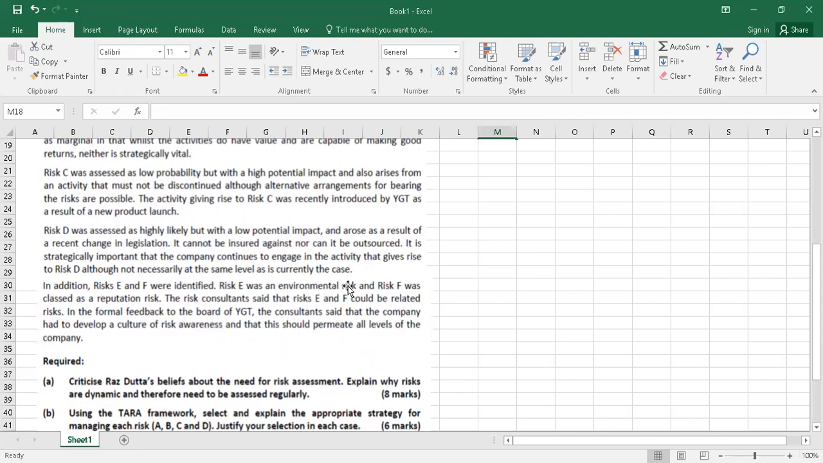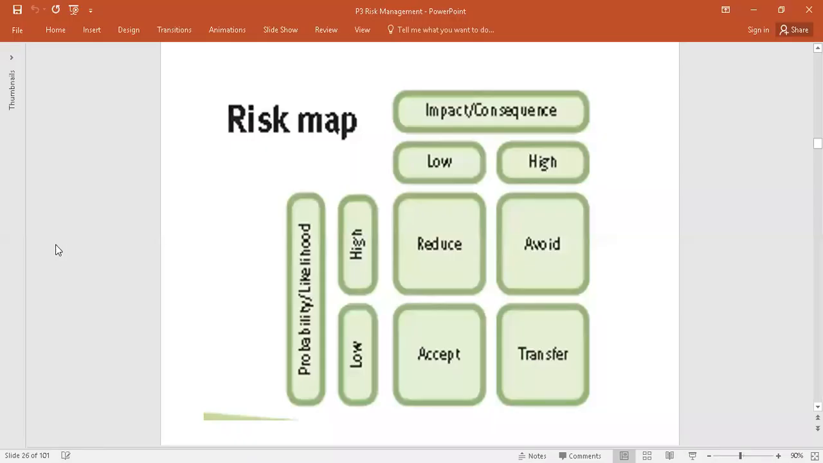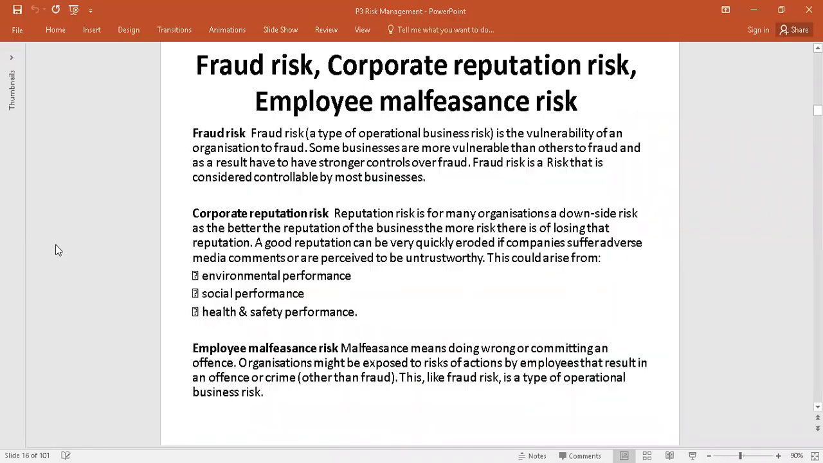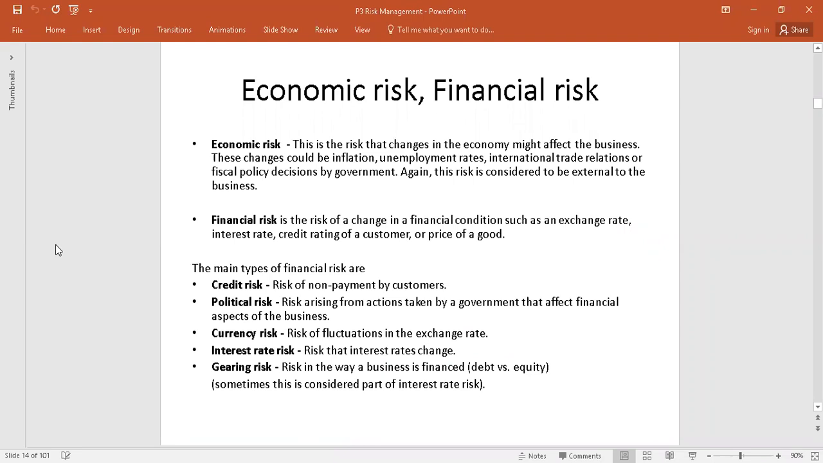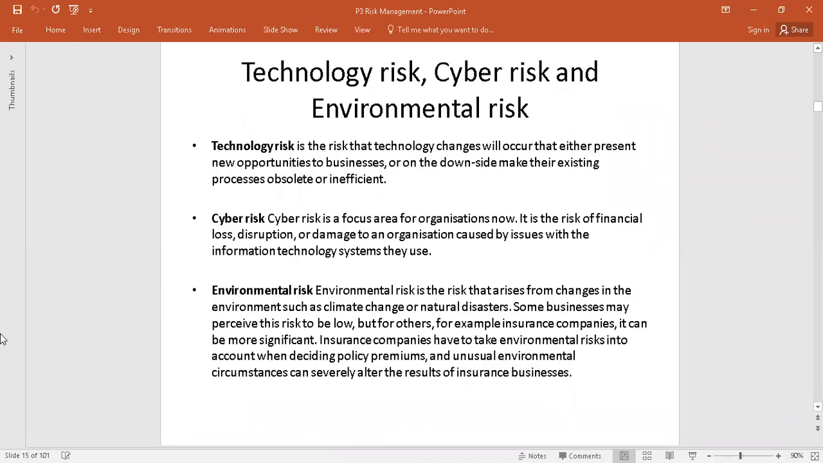Risk E is related to environmental risk. What is an environmental risk? If we look into the explanation, it arises from changes in the environment, such as climate changes or natural disasters. Some businesses may perceive this to be low, but for others, for example insurance companies, it is not. Now what can be done in case of environmental risk?